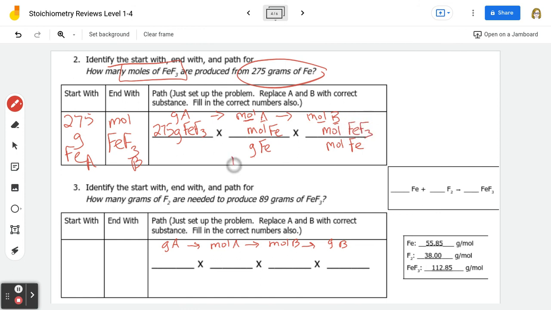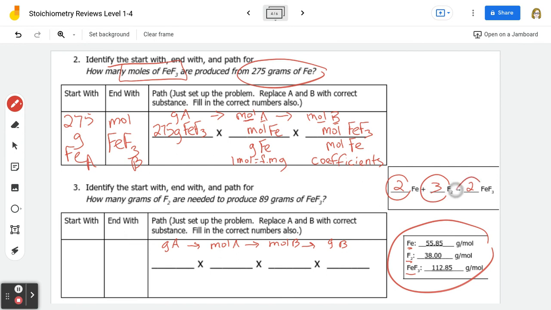So the gram mole step is always 1 mole equals formula mass grams. And here's where you're going to get your formula masses. So just make sure you notice the formulas and pick the right one. And then on the mole to mole step, you're going to use your coefficients. And those coefficients were 2 here, 3 here, 2 here. So just make sure you pick the right one based on the formulas.